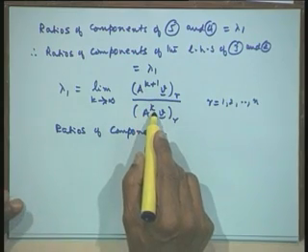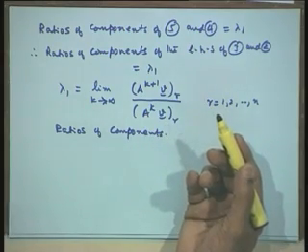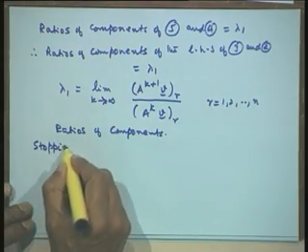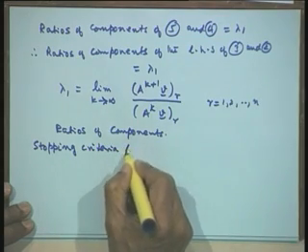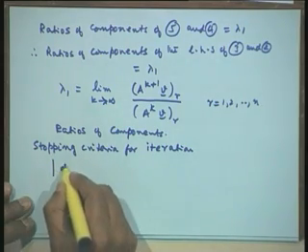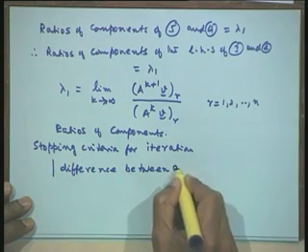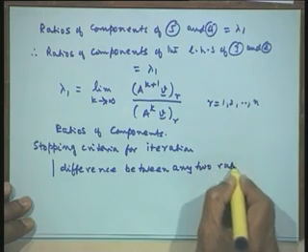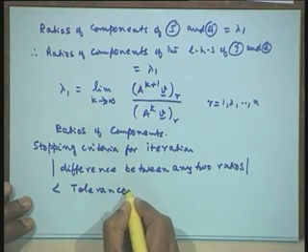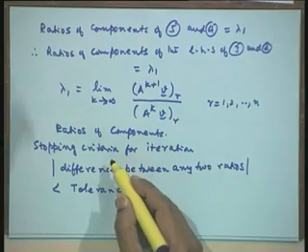Therefore, this will automatically give us the stopping criteria. These are n ratios, the difference between any two ratios should be less than tolerance, then all of them have converged to a particular number. Therefore, we can immediately write down what is the stopping criteria for iteration. It is simply the magnitude of difference between any two ratios is less than some given tolerance. Therefore, this gives us the eigenvalue in magnitude.